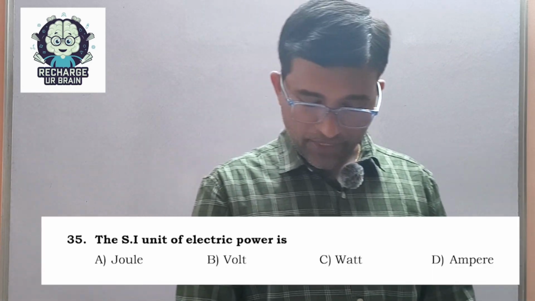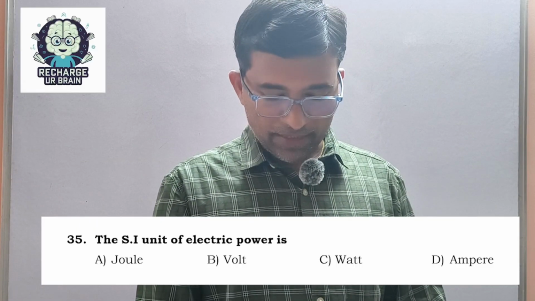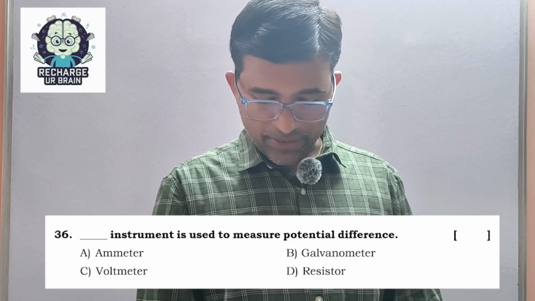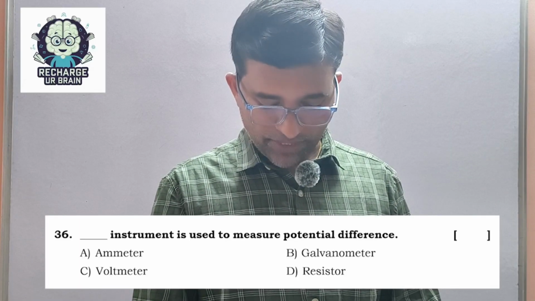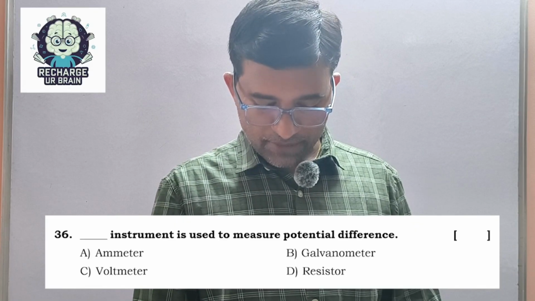Next, 35th one, the SI unit of electric power is watt. That is right. 35th one, right option is C. And 36th one, the instrument used to measure potential difference. The right option for 36th one is C, voltmeter.